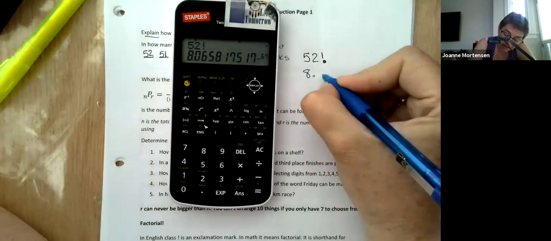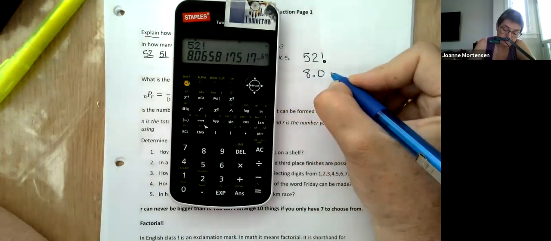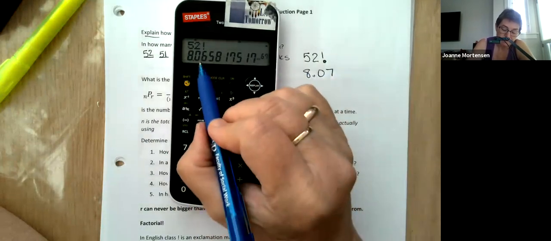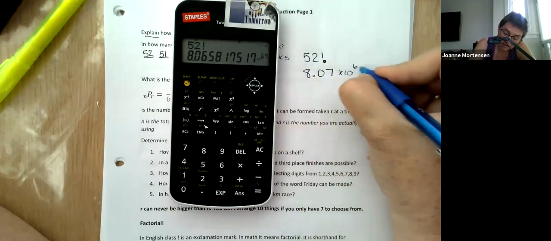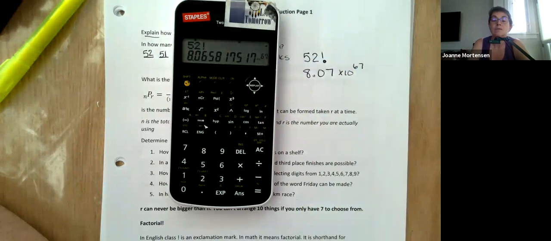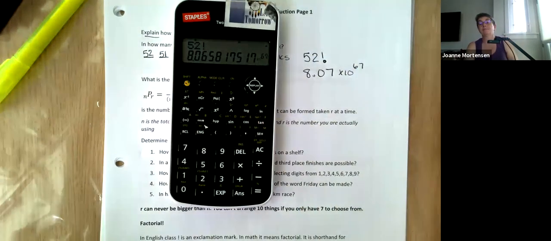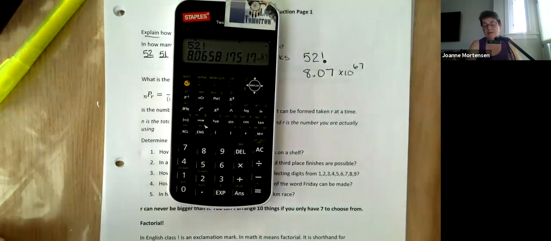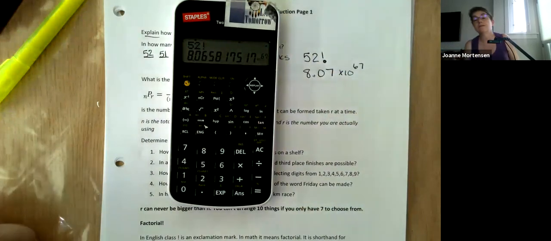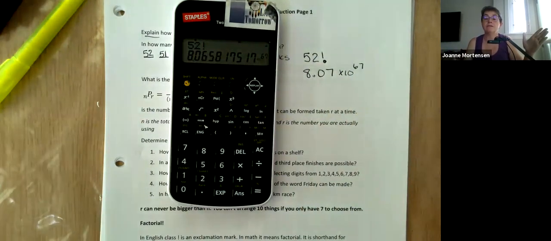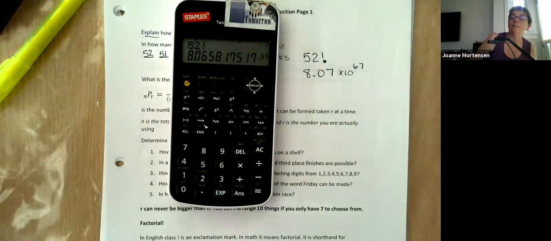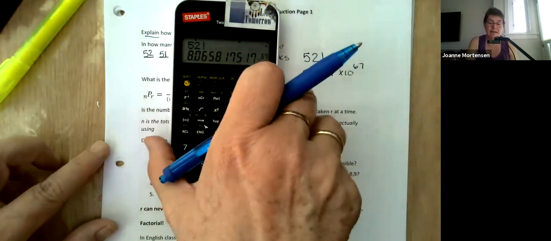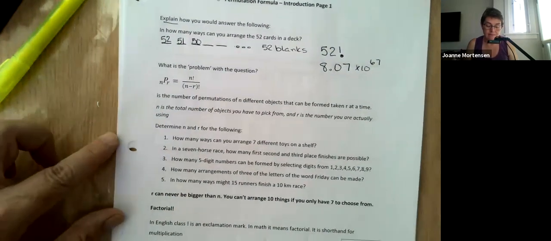I'm going to go 8.07, I'm just rounding, times 10, can't forget that part, to the 67. That's a great big, huge number. So that's one way. Now, this factorial button only works, just like in that last sheet, when you're arranging everything. So it's going to start at 52, and it's going to count all the way down to 1. However, if you're not doing all the elements, there is a formula, and that is right there.